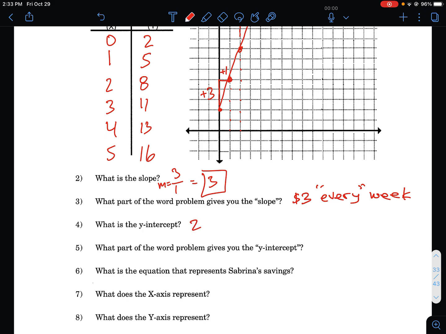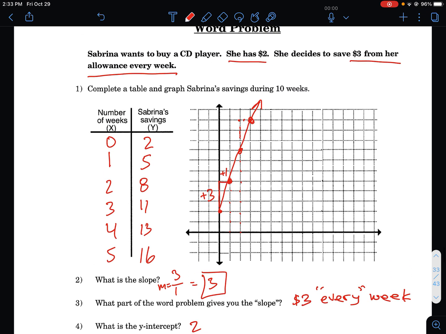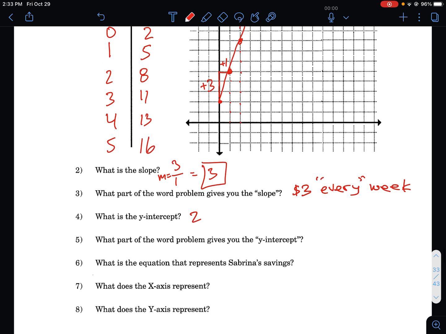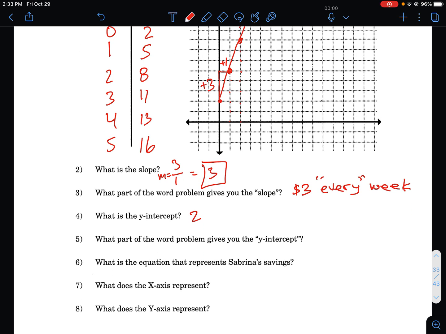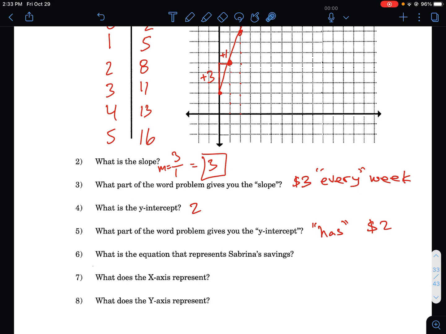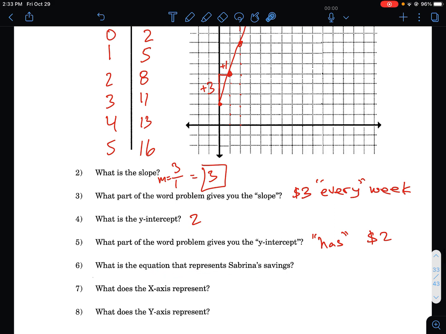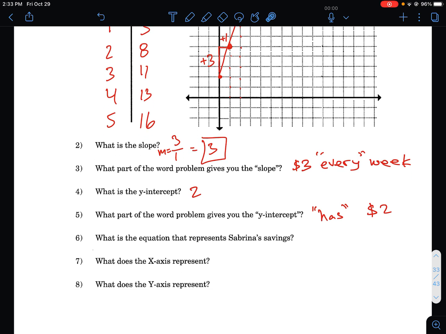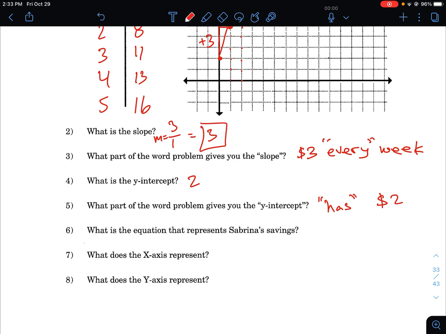What part of the word problem gives you the y-intercept? It says how much she has at the beginning. So it's not saying, hey, it's $2 and it increases every week or goes down every week. It's just saying she has $2. So we would say she has $2, which indicates that's kind of the start. What is the equation that represents Sabrina's savings? Well, if we've got a slope of 3 and a y-intercept of 2, it should be y equals slope, which is 3x, plus y-intercept, which is 2.